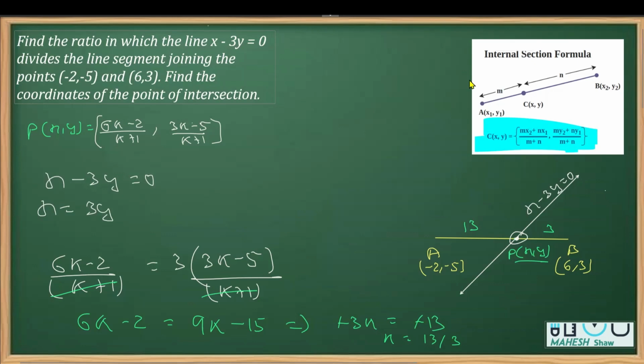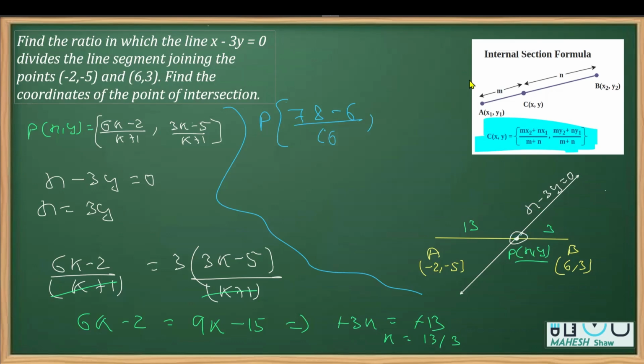So now I can say that the coordinate of P is what? M1 x2, that is 13 into 6, would give you how much? 78. M1 x2 plus M2 x1, which is minus 6, that divided by M1 plus M2. M1 plus M2 results in how much? 16.